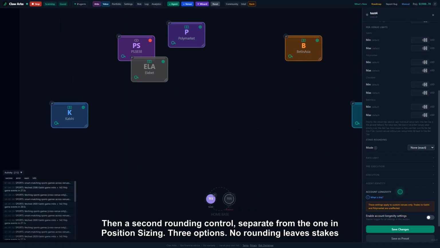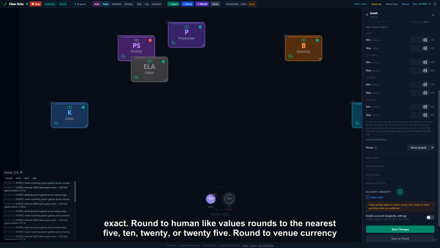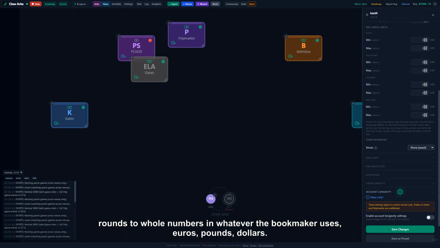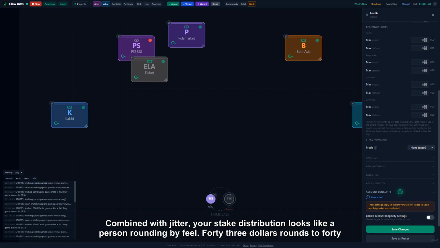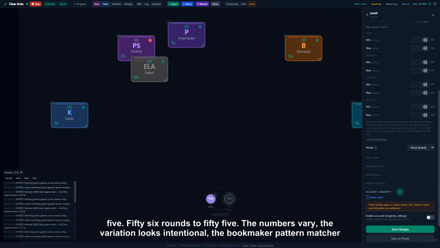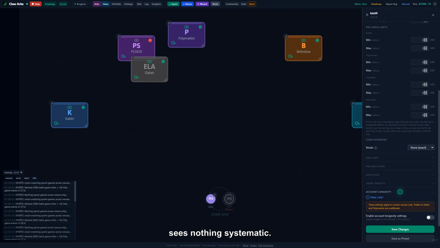Then a second rounding control, separate from the one in position sizing. 3 options. No rounding leaves stakes exact. Round to human like values rounds to the nearest 5, 10, 20, or 25. Round to venue currency rounds to whole numbers in whatever the bookmaker uses, euros, pounds, dollars. Combined with jitter, your stake distribution looks like a person rounding by feel. $43 rounds to 45. 56 rounds to 55. The numbers vary, the variation looks intentional, the bookmaker pattern matcher sees nothing systematic.